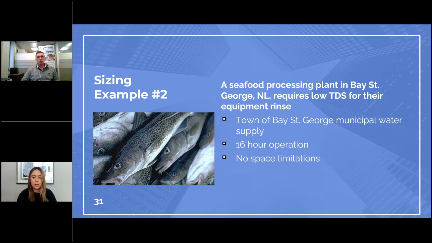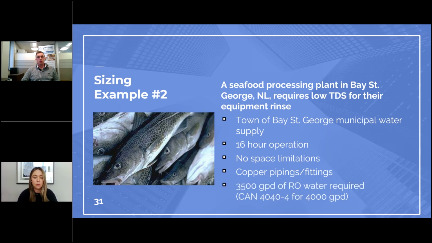There's no space limitations to deal with here, but we do have some copper or brass piping and fittings on site to take into account for our post-treatment. So we're going to go 3,500 gallons a day of RO water required. The CAN 4040-4 system has been chosen, which usually produces around 4,000 gallons per day. So first thing, again, we want to look at is what is in the town of Bay St.